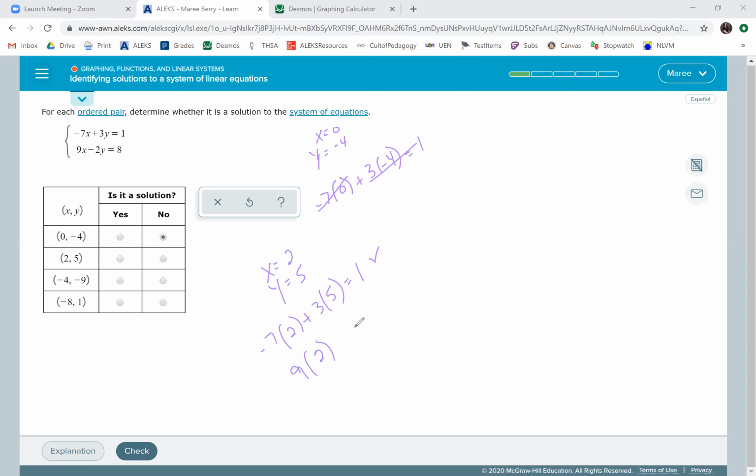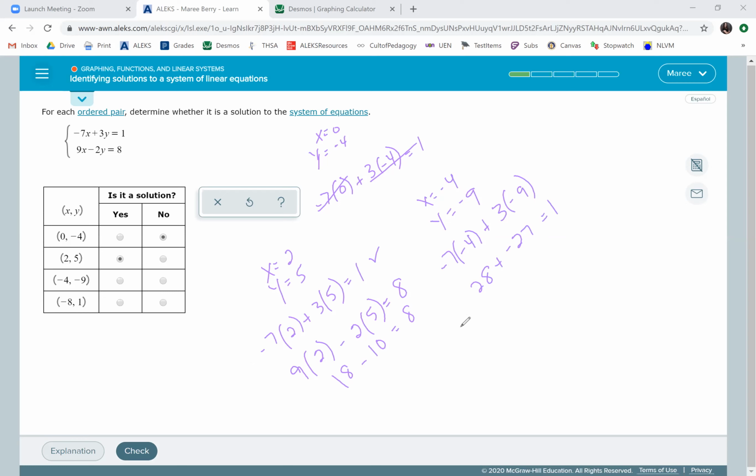9 times x minus 2 times y. Does that equal 8? So we have 18 minus 10. Yes, that equals 8. So we're going to put in yes because it works in both equations. The third one, x is -4 and y is -9. So we plug in -7 times -4, that's +28, plus 3 times -9 is a -27. Does that equal 1? Yes, it does.